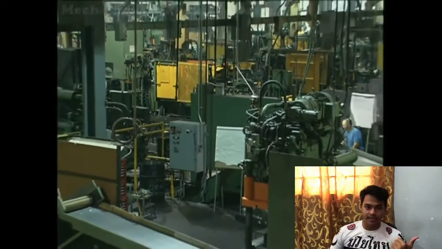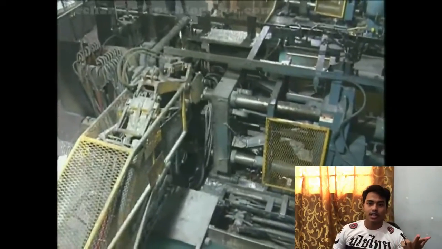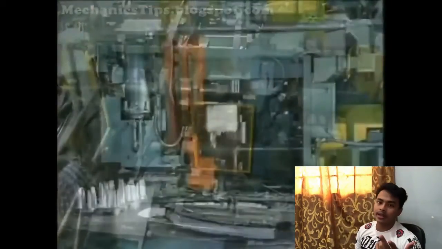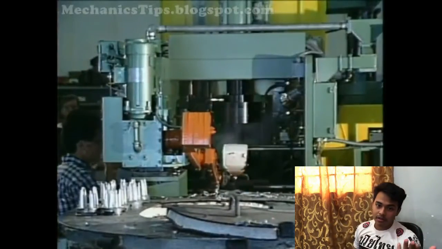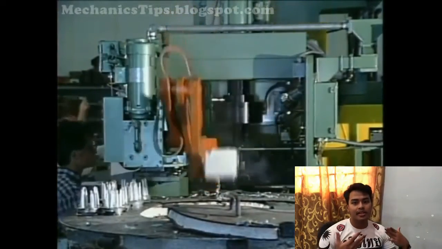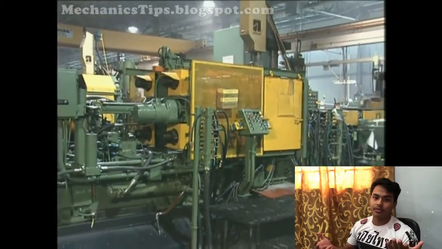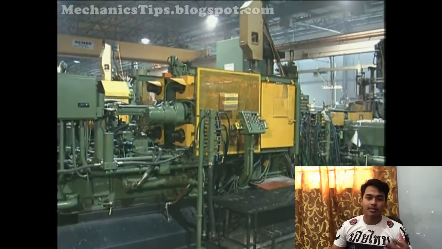The advantages of die casting process. First, excellent dimensional accuracy. Second, smooth cast surface. Third, the thinner walls can be cast as compared to sand and permanent mold casting. Fourth, reduce or eliminate secondary machining operation. Fifth, rapid production rates. And sixth, the casting of low fluidity metals.